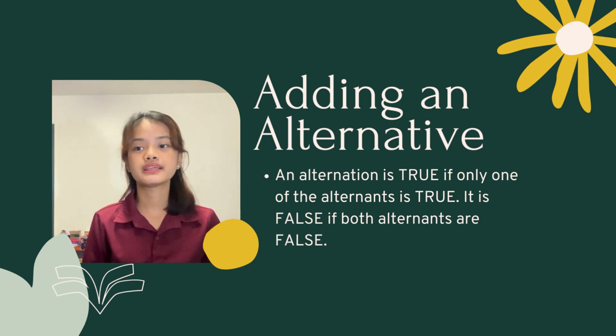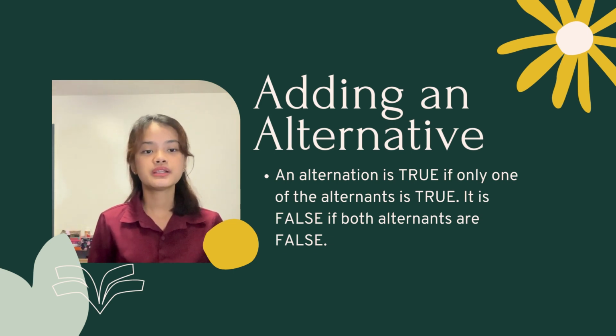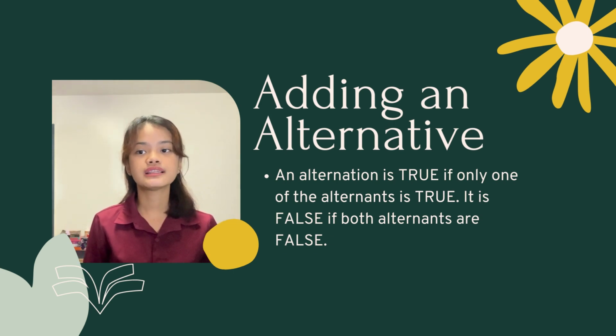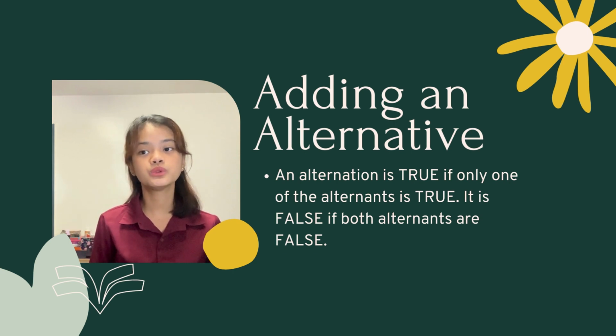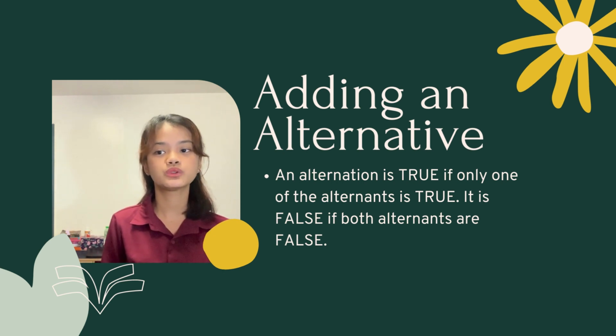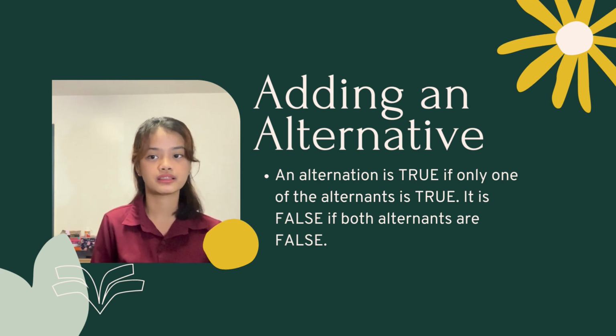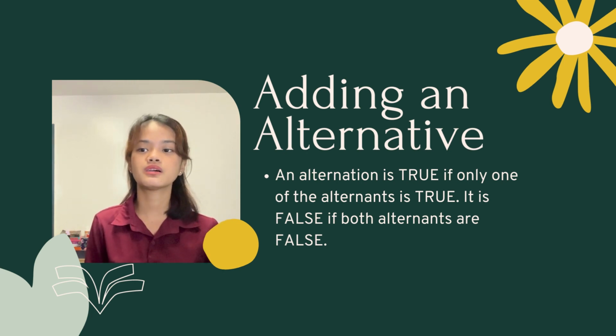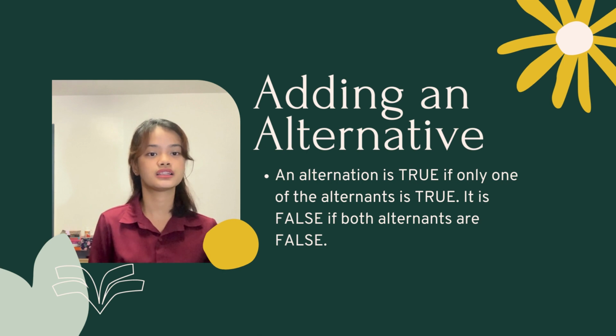The fourth type is adding an alternative. Remember that in alternation, it is acceptable to have one untrue or false statement as long as the other statement is true. So you can form an alternation by adding one true or false statement sa isa pang statement. Nagiging false lang siya if both statements are false. Yung tawag sa valid argument na yun ay adding an alternative.